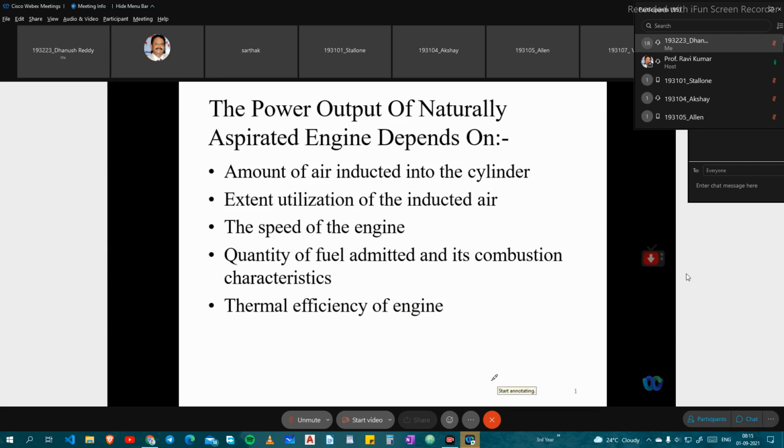Sarthak, any problem? No, sir. Is it clear only? No, audio is clear. Yes, sir. Everything is clear, sir.